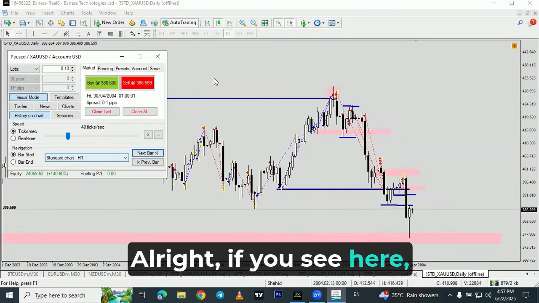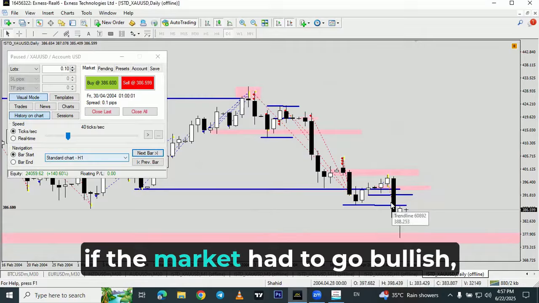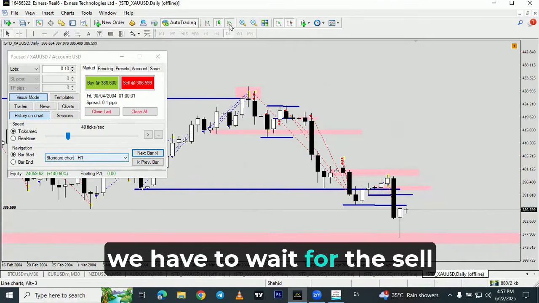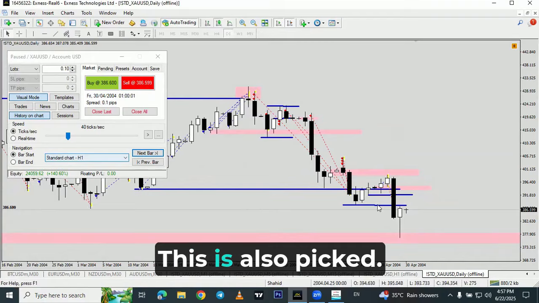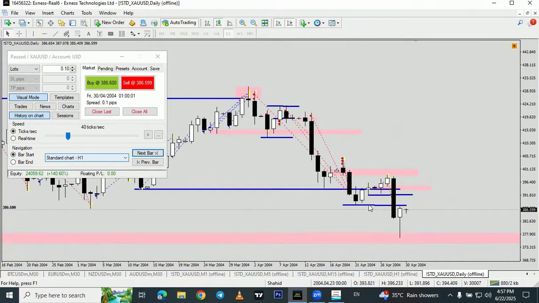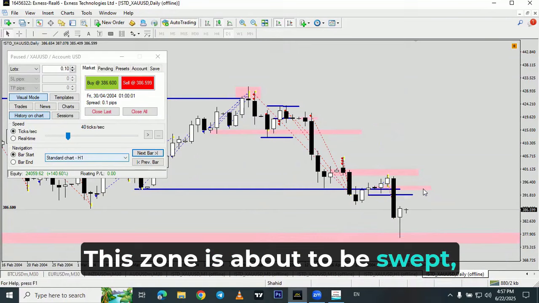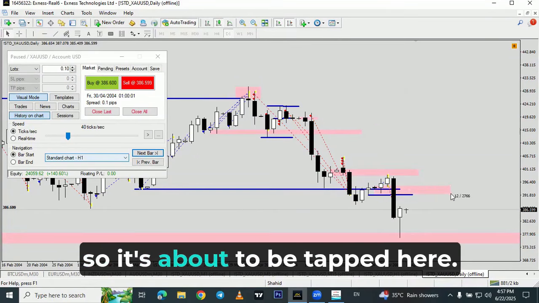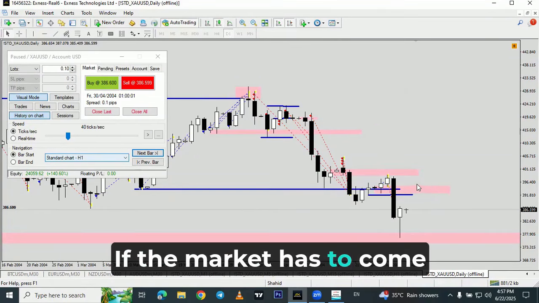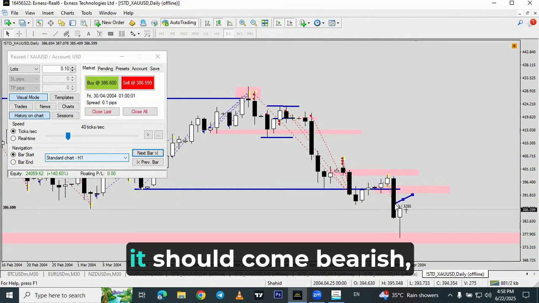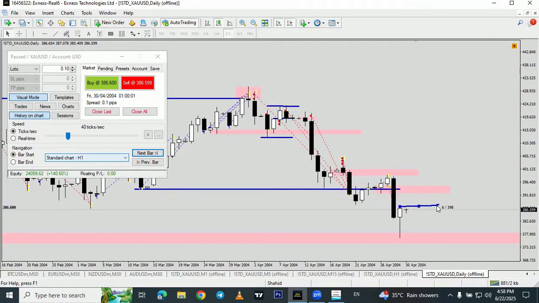All right, if you see here, what the market does is, if the market had to go bullish, we have to wait for the sell setup to be picked. This is also picked. It's done here. This zone is about to be swept, which was bullish and bearish. So it's about to be tapped here. If the market has to come bearish after tapping a little, it should come bearish. So just wait.